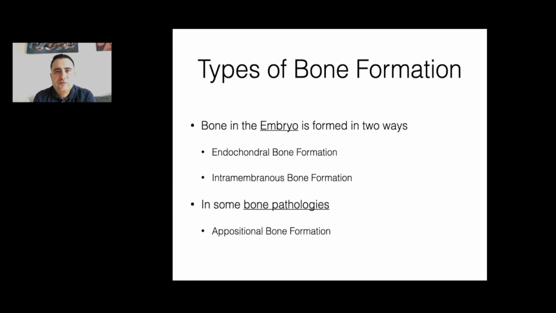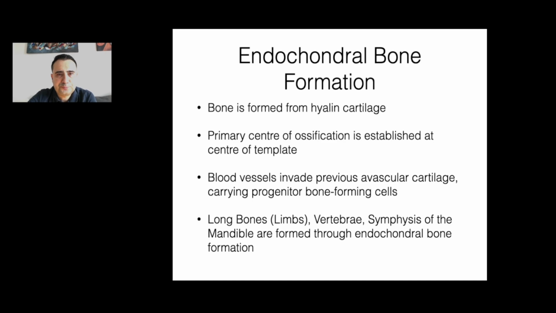If you look at the types of bone formation, we have three types of bone formation, which are endochondral bone formation and intramembranous bone formation. In some bone pathologies, in rare circumstances, we have appositional bone formation.